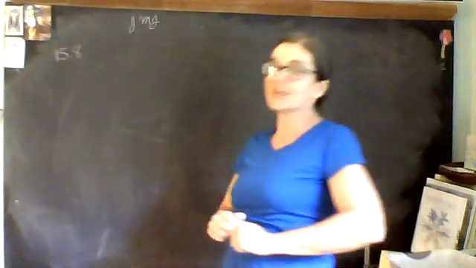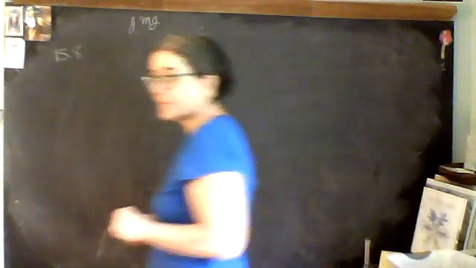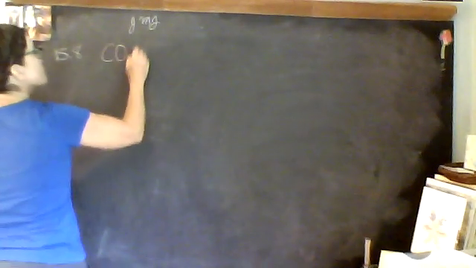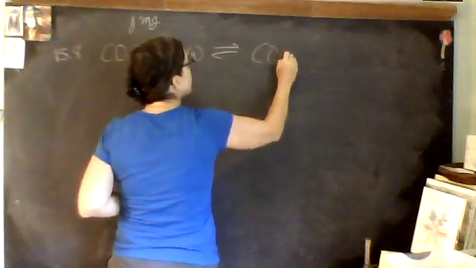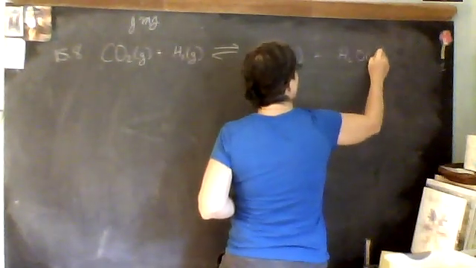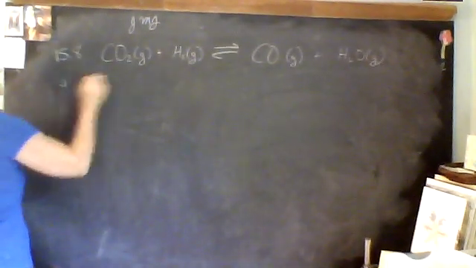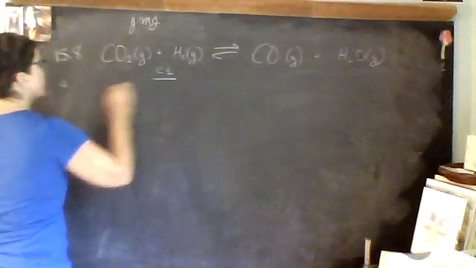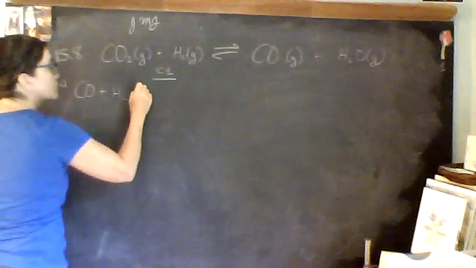Hast thou prepared? Assume that the following reaction has achieved equilibrium: CO2 gas plus H2 gas is in equilibrium with CO gas plus H2O gas. A. What will happen to the concentration of CO and H2 if extra H2O is added to the system?